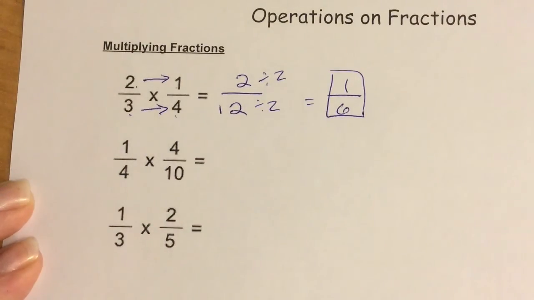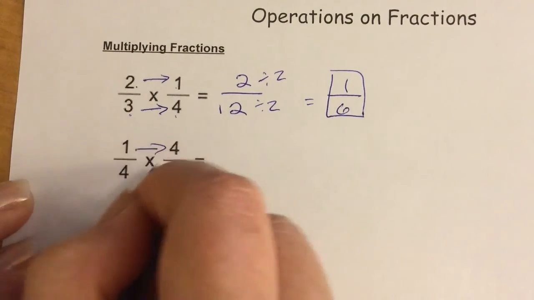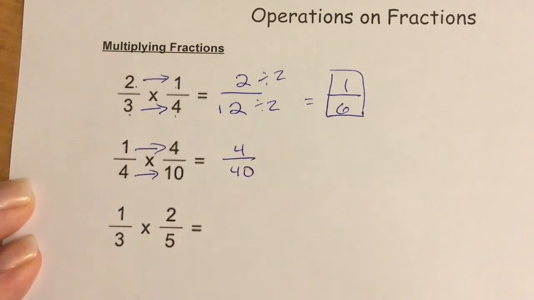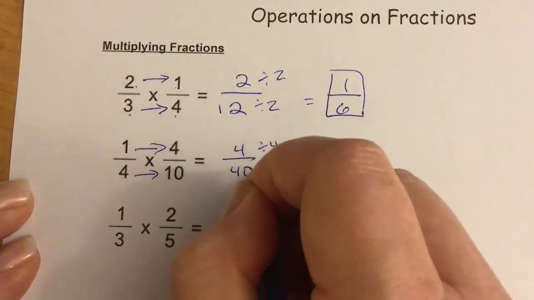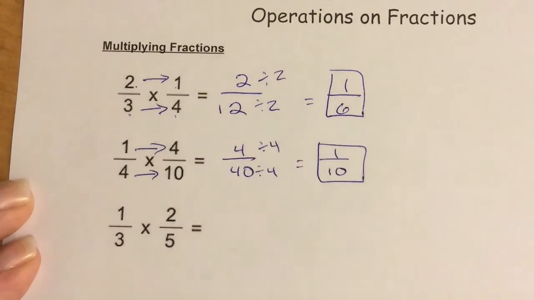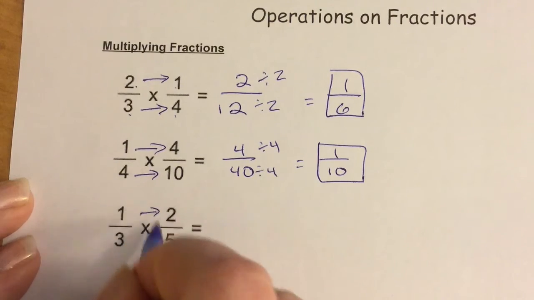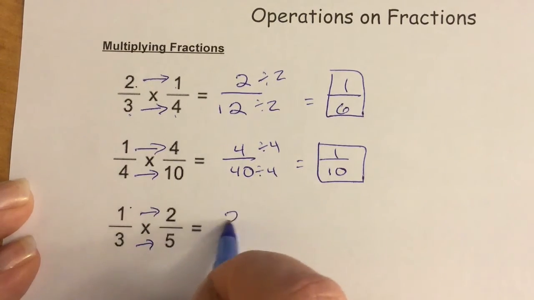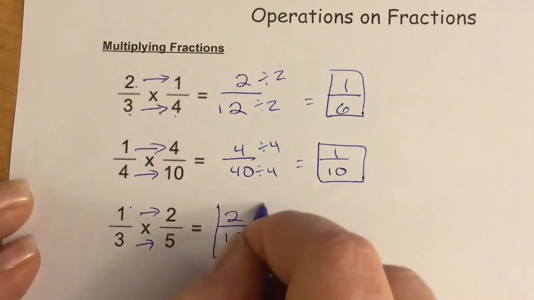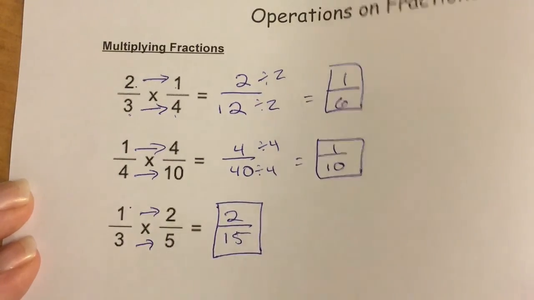So that one's done. Same thing here, we're going to just multiply straight across. 4/40, which you can reduce by 4. So 1/10. Last but not least, we're going to just multiply straight across. 2/15, which can't reduce, so you are done. So that's multiplying, and last is division.